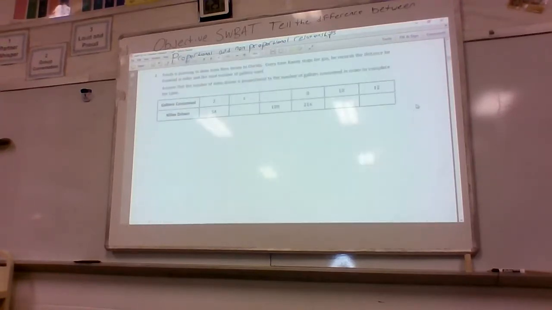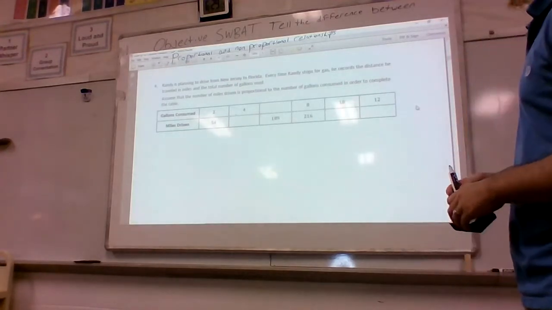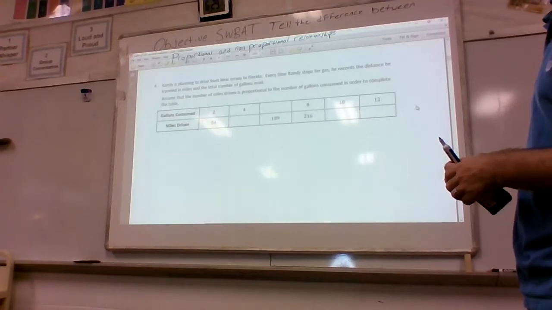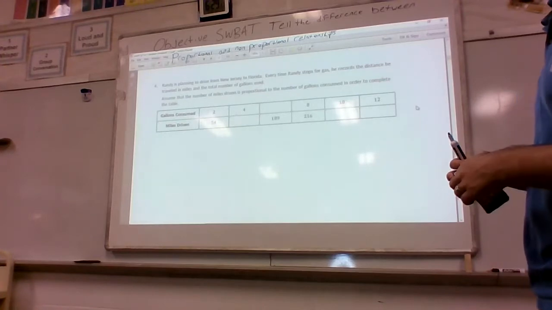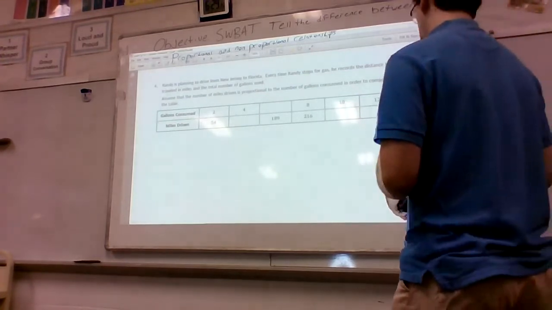This is our last example. Randy is planning to drive from New Jersey to Florida. Every time Randy stops for gas, he records the distance he traveled in miles and the total number of gallons used. Assume that the number of miles driven is proportional to the number of gallons consumed in order to complete the table. All right, let's look for our important information.